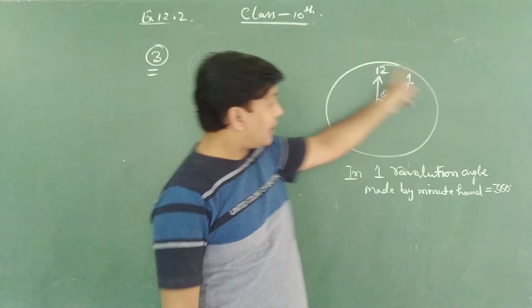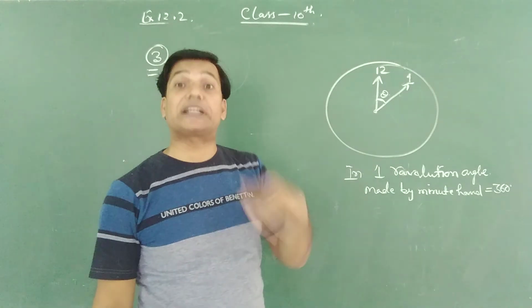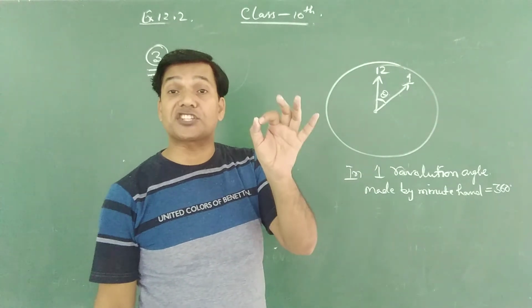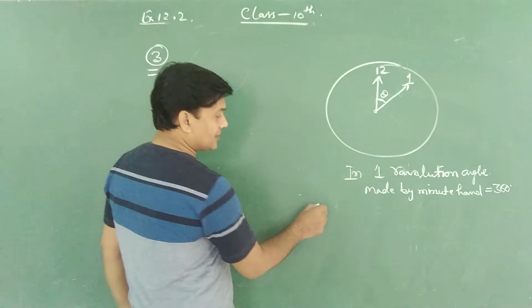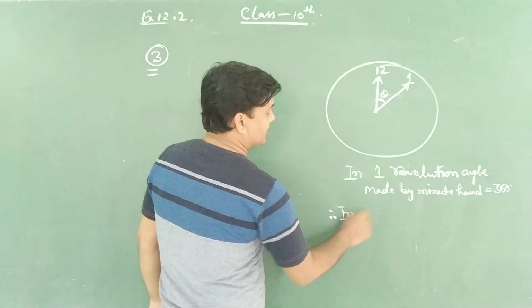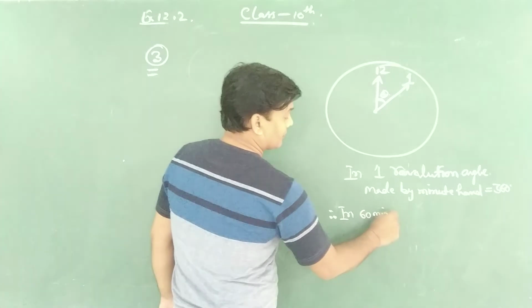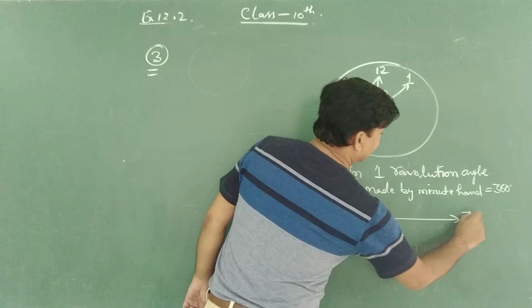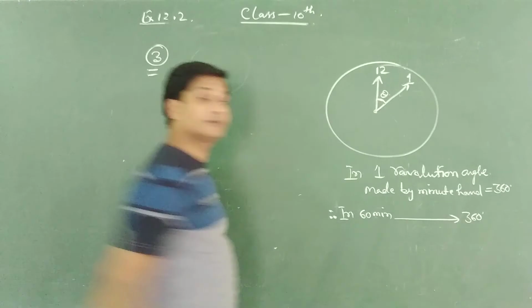अब वन पूरा रोटेशन करता है तो उसमें टाइम कितना लगा? 60 मिनट. That is, therefore in 60 minutes the angle generated is 360 degree.